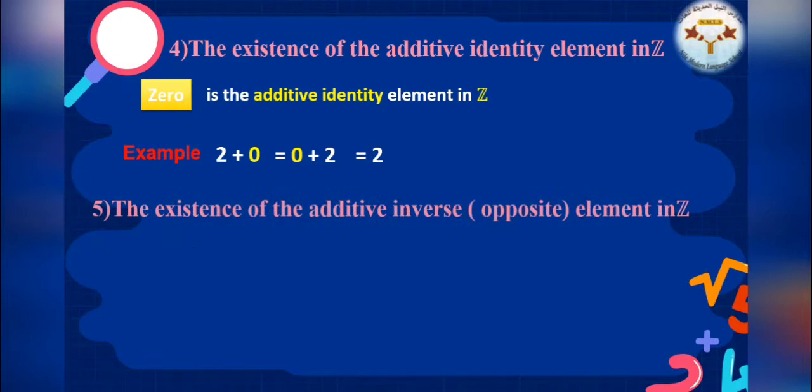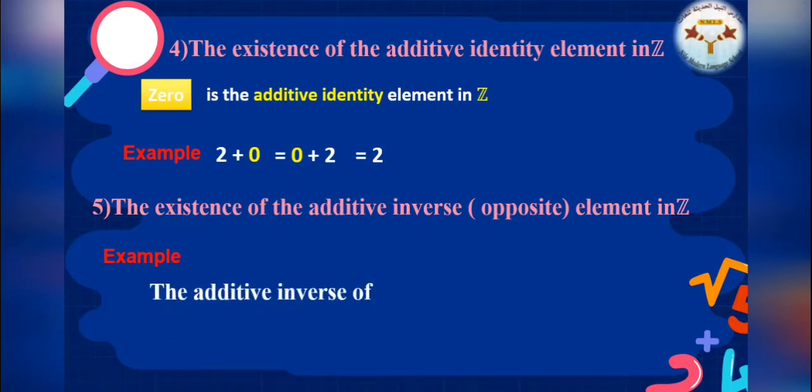And the last one, the existence of additive inverse or opposite in Z. So what is the meaning of additive inverse or the opposite? I know that any number in the integers has an opposite: keep the number and change the sign. So I know that the additive inverse of 5 is -5. But what if I add 5 plus -5? If I add 5 to -5, the answer will be 0.